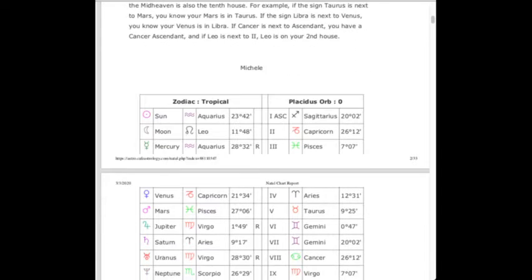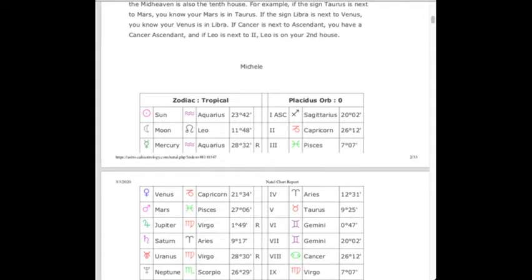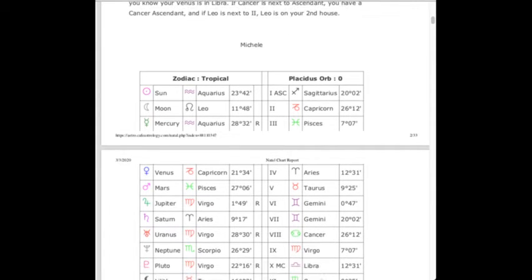All right, so let's start with the first and the foremost one. My sun sign is Aquarius. My moon sign is Leo. By the way, in case you didn't know that. Okay, so I'm a Leo in my moon sign. My Mercury sign is Aquarius. And my Venus sign is Capricorn. Again, that's not surprising considering my sister is Capricorn. And she was born in January. My Mars sign is Pisces. My Jupiter sign is Virgo.